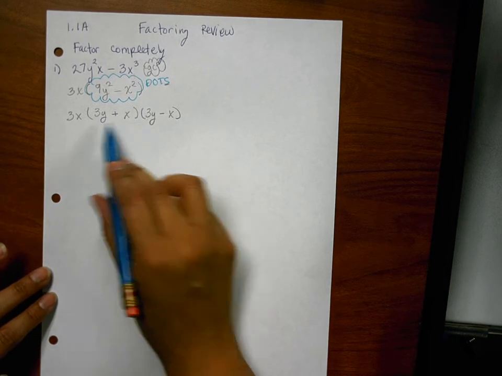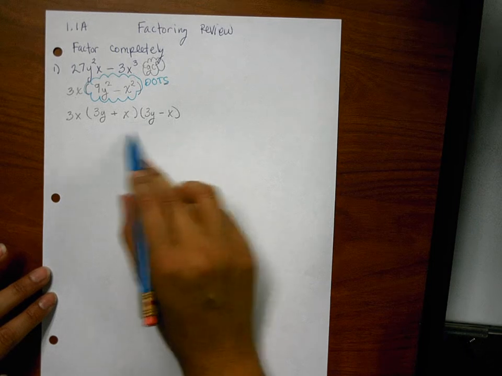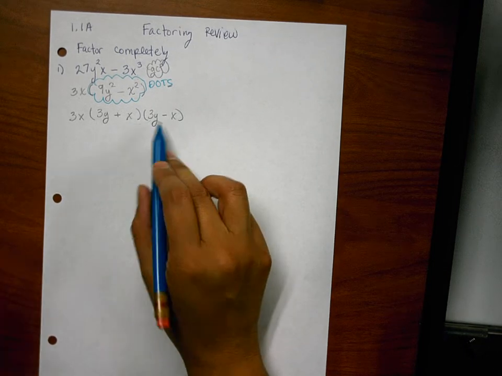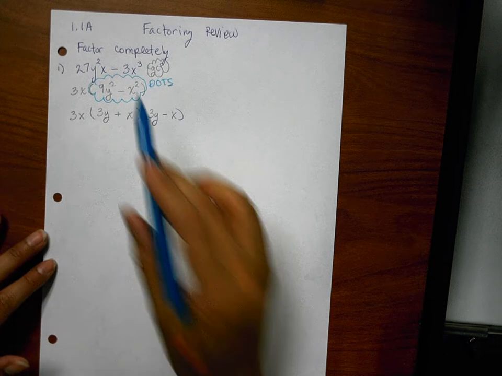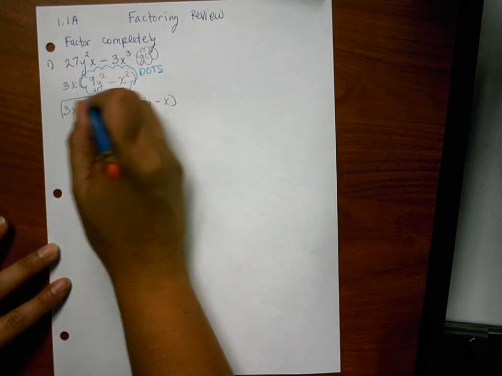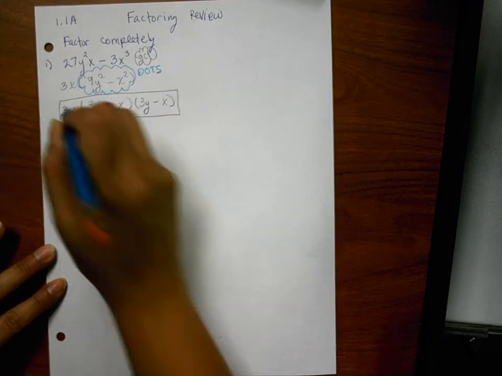And you learned your inside-outside on how to check it. When you check it on this one, your middle terms cancel out, which is what it should do when it's a difference of two squares. This here is your answer.